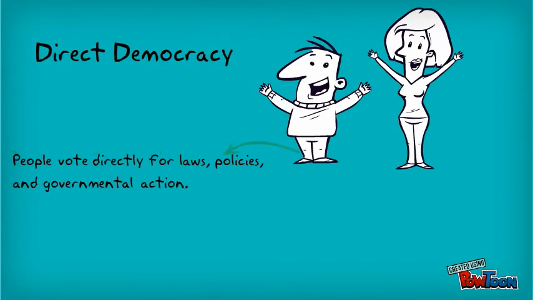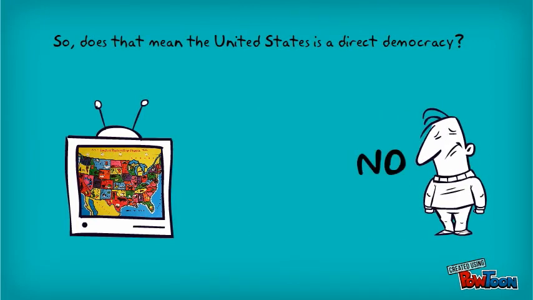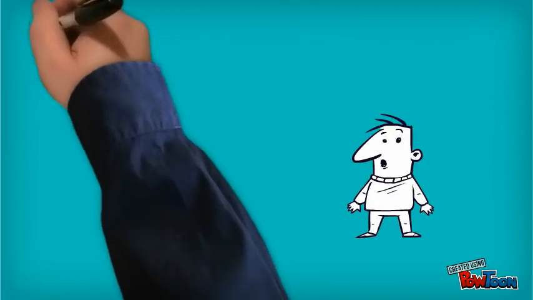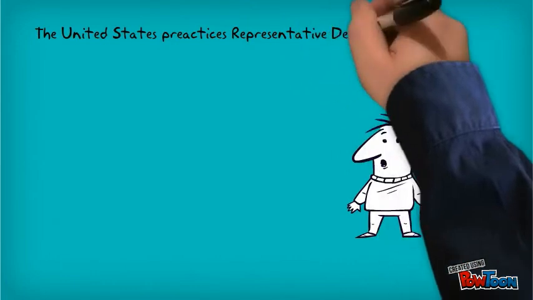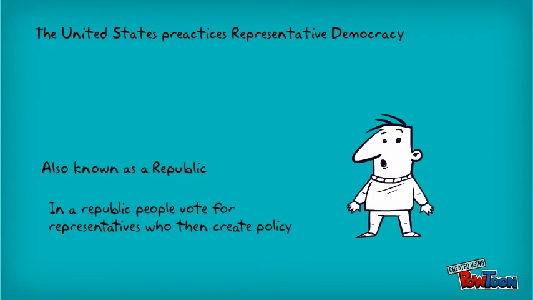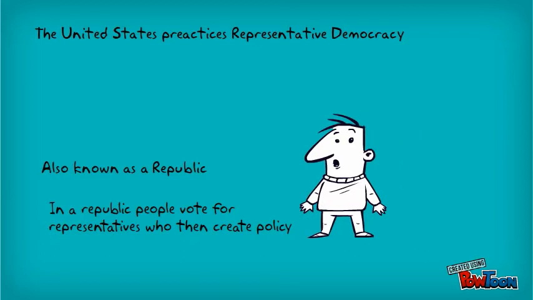Based on this definition, is the United States a direct democracy? No, it is not. The United States practices representative democracy, or what is also called a republican form of government, not to be confused with the political party. In a republic, individuals vote for representatives who then cast their votes for laws and policies.